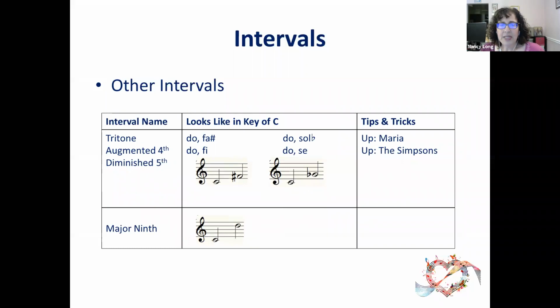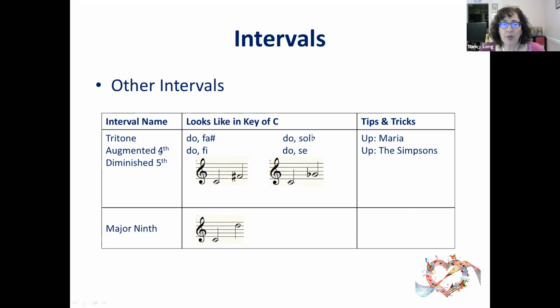Okay. This last interval that we have not talked about has 3 names. It's called a tritone, an augmented fourth, or a diminished fifth. It's called a tritone because it is 3 whole tones, one stacked on top of another. So it's C to D, D to E, and E to F sharp. That is 3 whole tones.